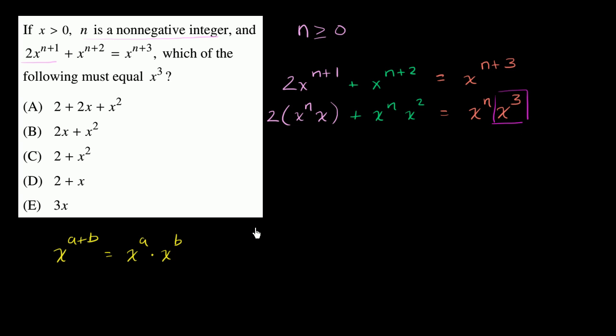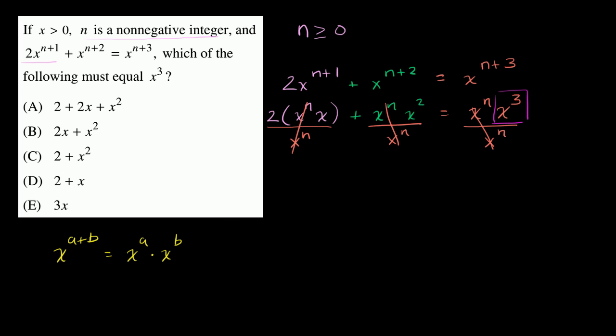And now we just have to solve for x to the third. Well, the easiest way to do that is to divide everything by x to the nth power. So let's do that. I think you're already seeing that this is going to simplify things. Divide everything by x to the nth power. Those cancel, those cancel, those cancel.